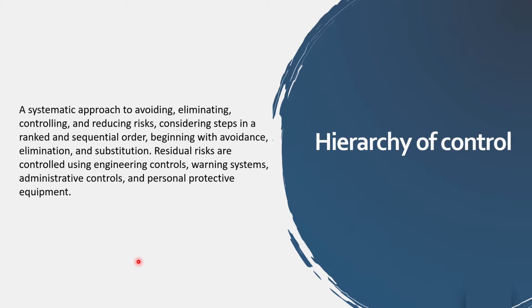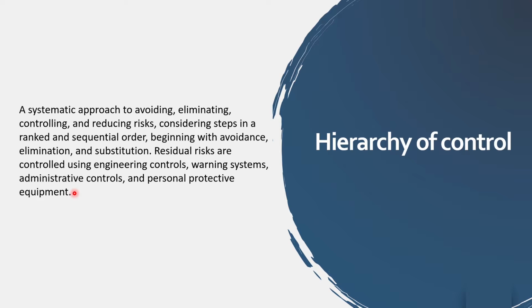It's the hierarchy of control. What is the hierarchy of control? It's a systematic approach to avoiding, eliminating, controlling, and reducing risk, considering steps in rank and sequential order, beginning with avoidance, elimination, and substitution. Residual risk is controlled using engineering control, warning systems, administrative control, and personal protective equipment. Hierarchy of control is a systematic approach to control the risk level by avoiding the risk, then eliminating that risk, then substituting that risk. All these three steps have a high impact on the risk level and reduce the severity of that risk.